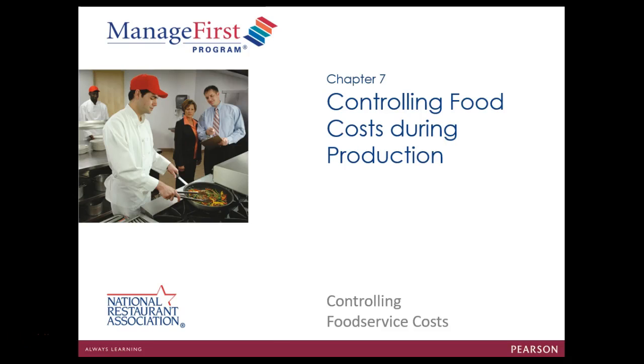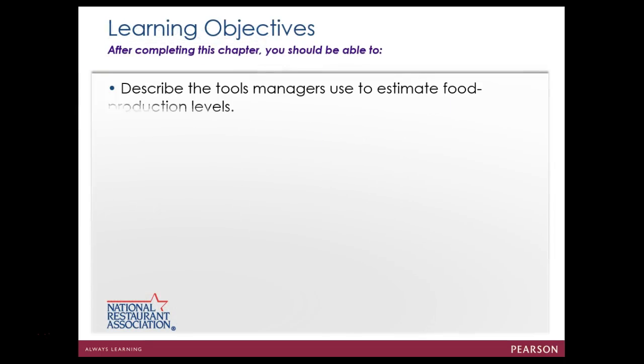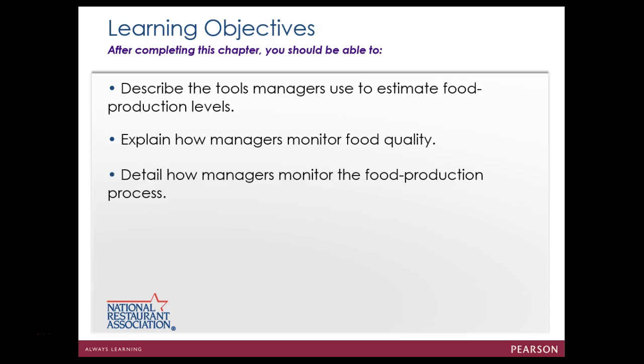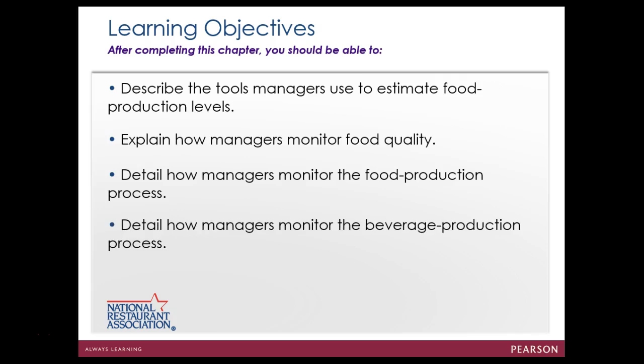Hi, this week we're going to be going over Chapter 7, Controlling Food Costs During Production. We'll describe the tools that managers use to estimate food production levels, explain how managers monitor food quality, detail how managers monitor the food production process, detail how managers monitor the beverage production process, and explain how managers monitor beverage quality.